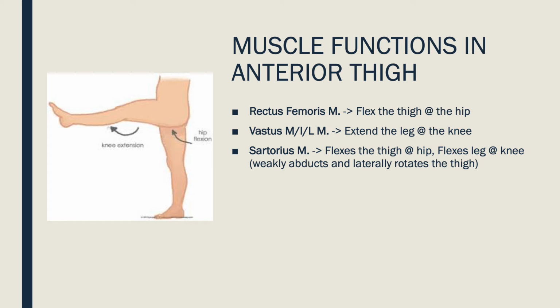The muscles of the anterior thigh share some common functions. Rectus femoris flexes the thigh at the hip, while the vastus muscles all extend the leg at the knee. The sartorius muscle flexes the thigh at the hip and flexes the leg at the knee. According to some sources, it's also included as an abductor of the thigh, and it can laterally rotate the thigh.